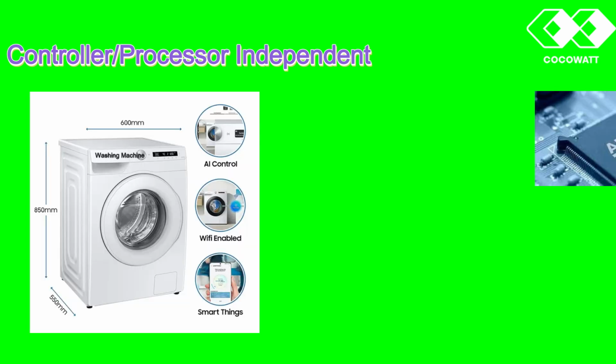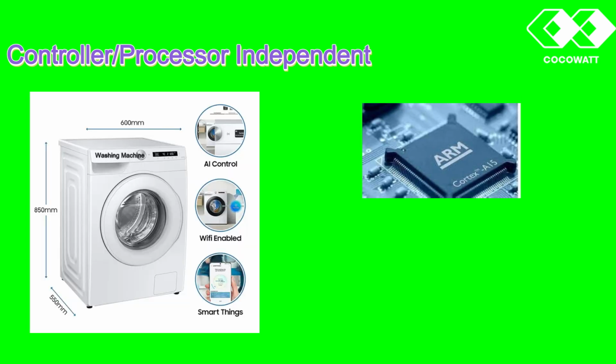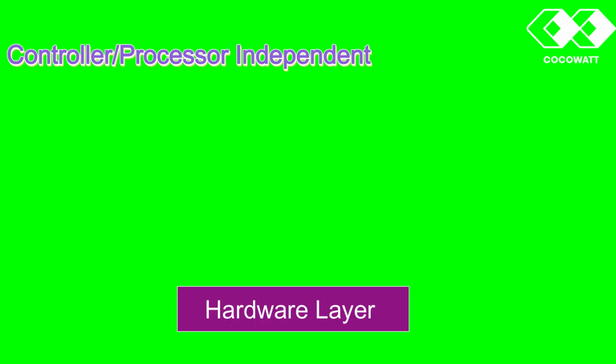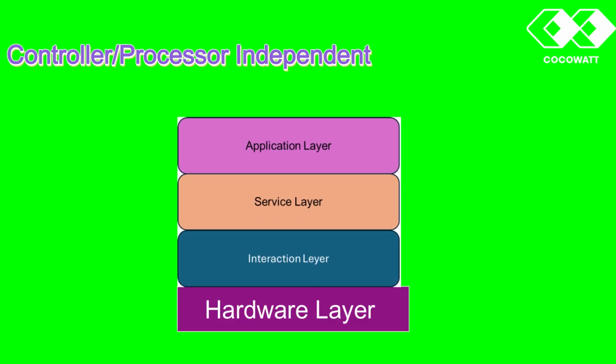Controller or processor independent. Imagine you have designed a product using an ARM controller. Now, if you decided to switch to a PIC microcontroller, it's easy to do that with C. C is hardware independent, meaning you can reuse most of your existing code even if you change the hardware. This is possible because embedded systems are usually organized in layers: hardware layer, interaction layer, service layer, application layer. With C, you can make hardware changes without affecting the rest of the system, saving both time and effort.